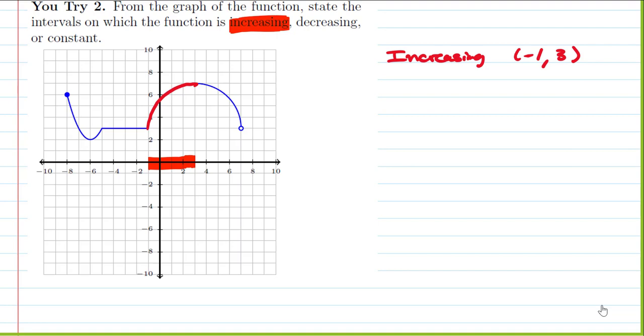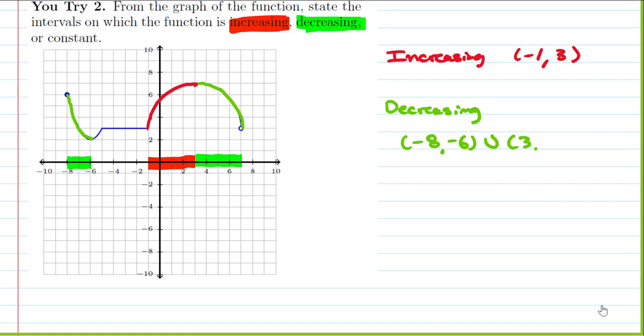And then we're going to have our decreasing, and that's where our graph is moving down as we go from left to right. So on our graph, that would be these values. So we're going to be decreasing from -8 to -6, and also from 3 to 7.